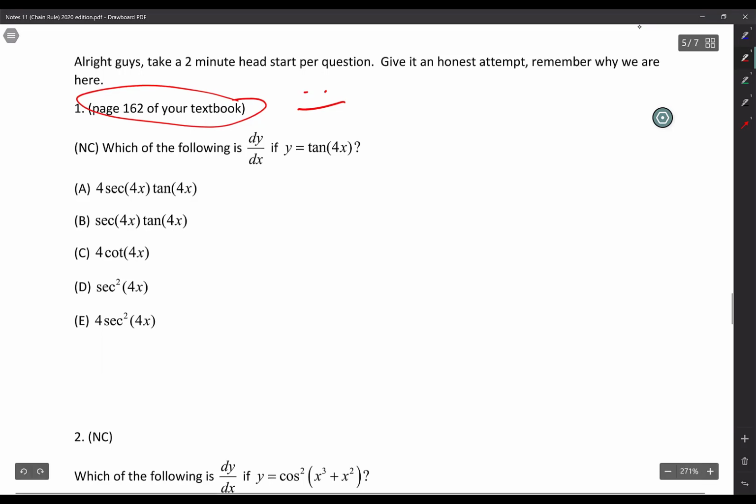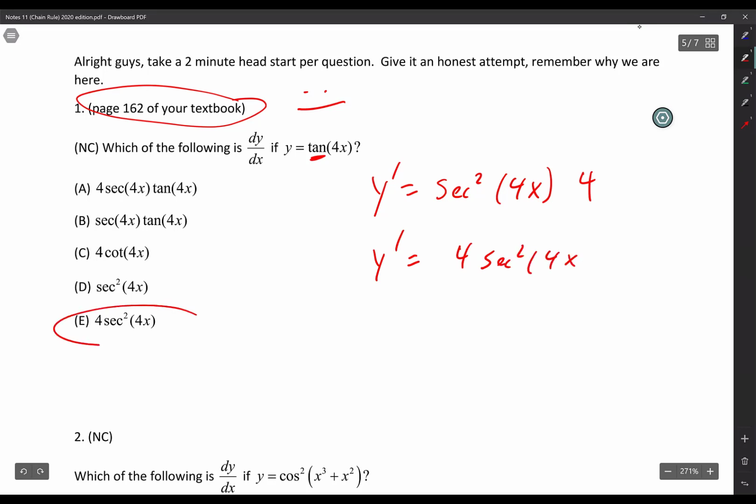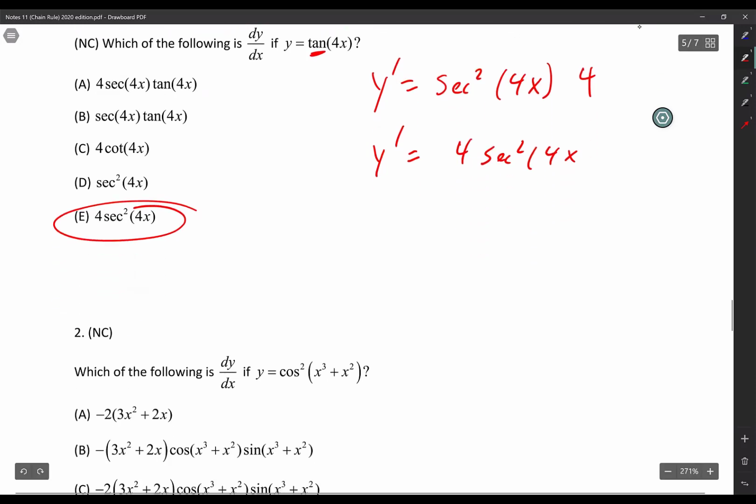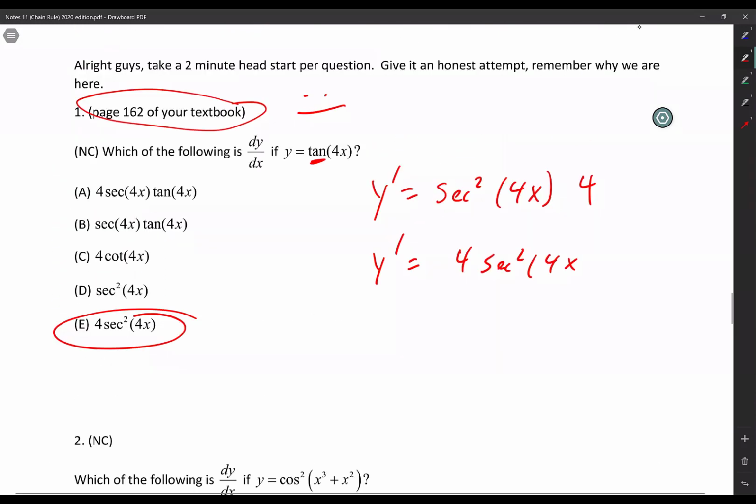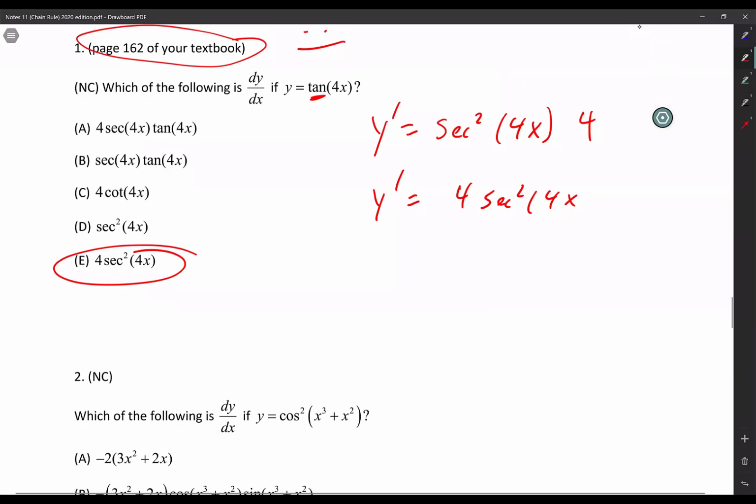All right, dy dx, y prime, or dy dx, it doesn't matter. What's the derivative of tangent? Secant squared of 4x. Am I done? Times what? Times 4. 4 secant squared 4x. All right. Did they want the second derivative? No, just first dy dx. That's weird. That was a simple one.